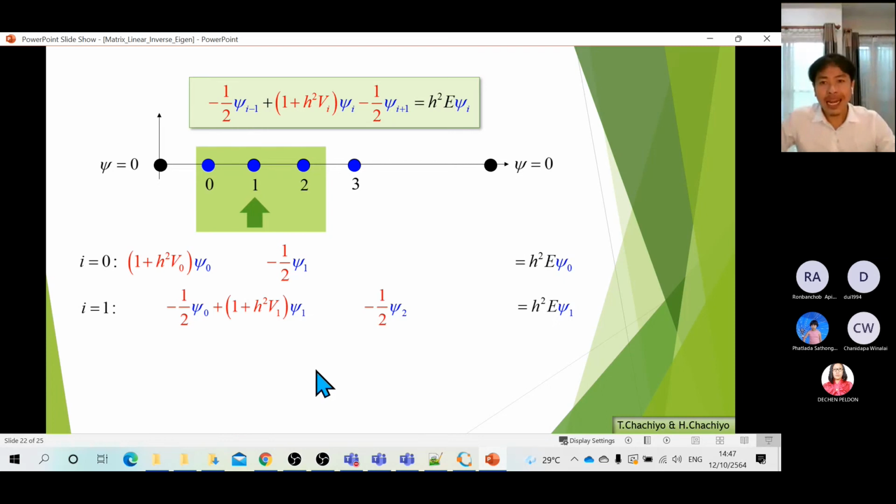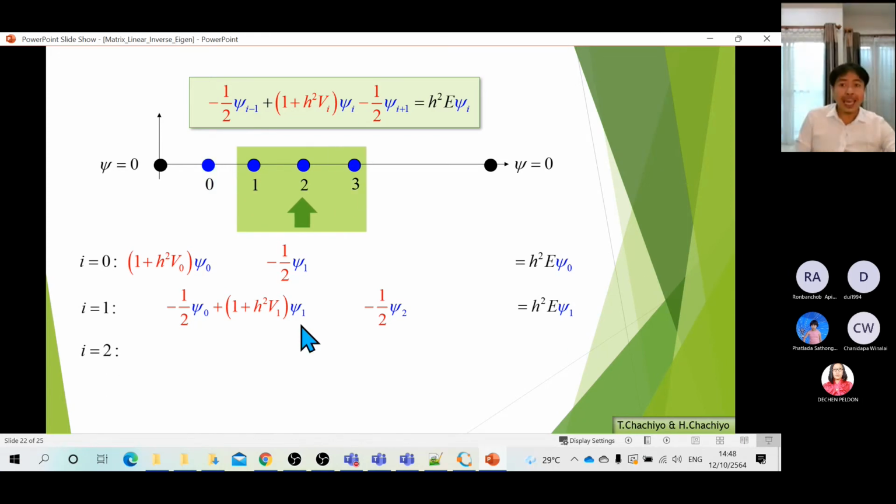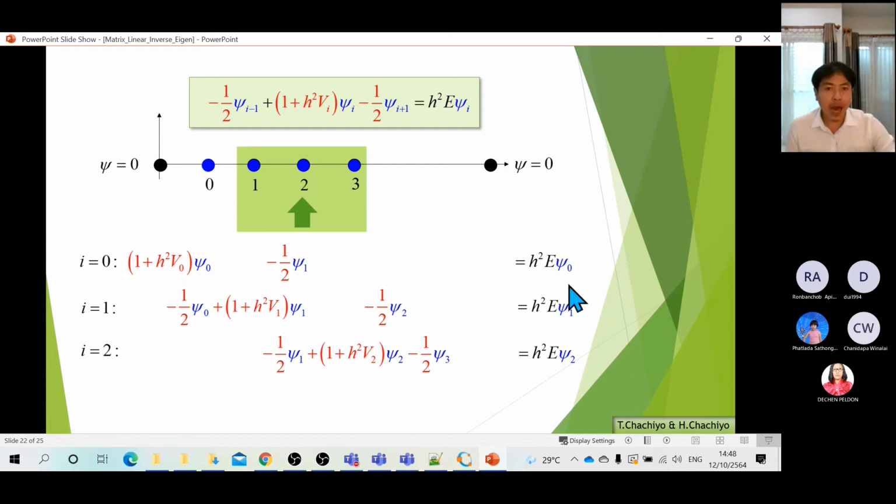Yes, we can. Now we have all 3 points: the point in the middle, on the left, and on the right. Again, I'm still painting the coefficient with the red color there. I move on further to the next point, point number 2. Can we write down the equation for these 3 points? Yes, we can. Now, look at the pattern here. On the right, we have the same constant, h squared e, multiplied by the corresponding point, psi 0, psi 1, and psi 2.